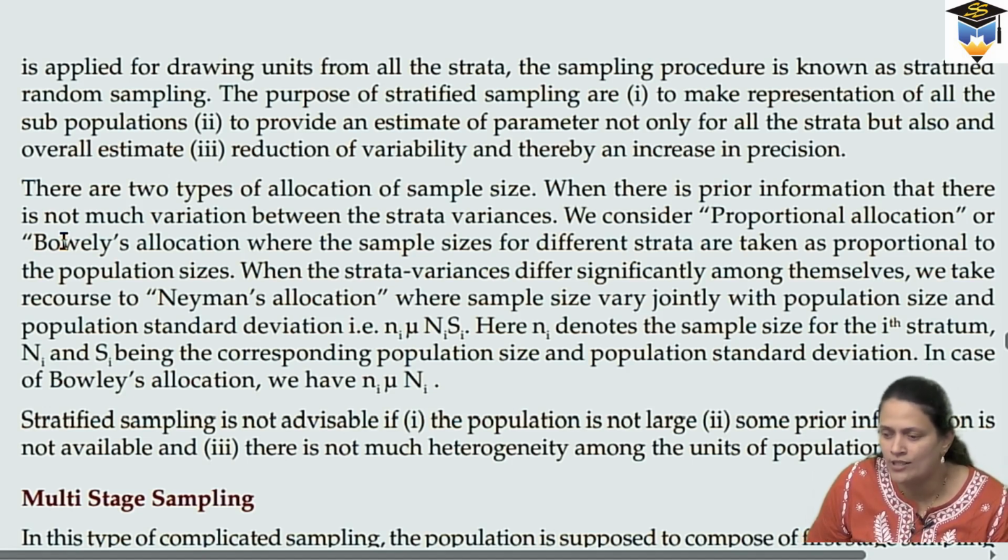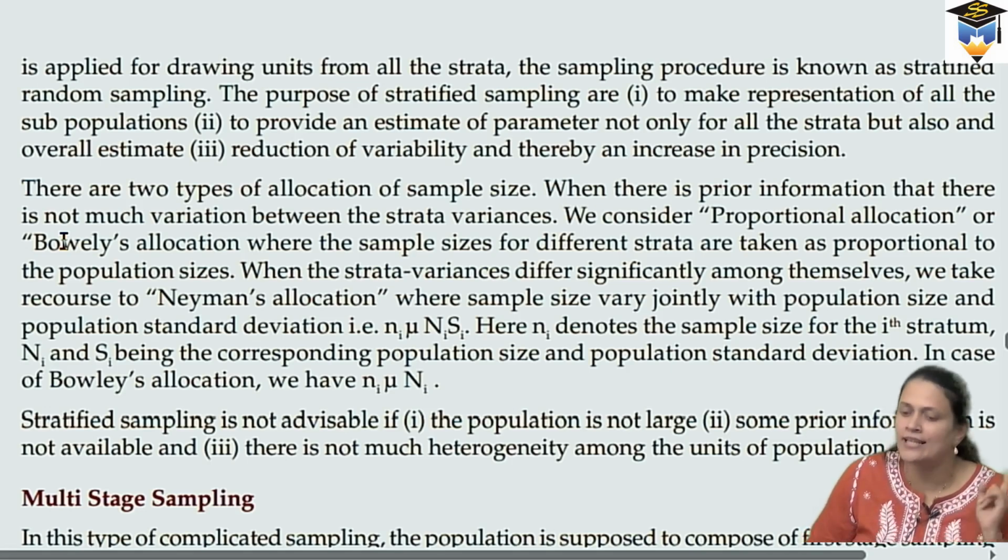So here n denotes the sample size of the ith stratum and so on. So basically stratified sampling is not advisable if the population is not large and some prior information is not available.